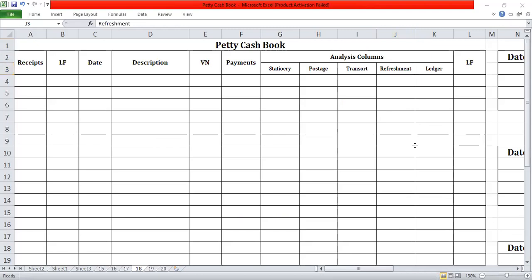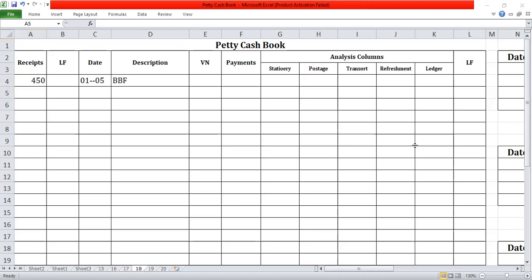Now here, the date is 1st of May. There is a balance brought forward. It is not in the payment side. In the receipt side, we have a balance of 450. Recording correctly. How to record the balance brought forward, how to balance the petty cash book. Good. The next is, right?